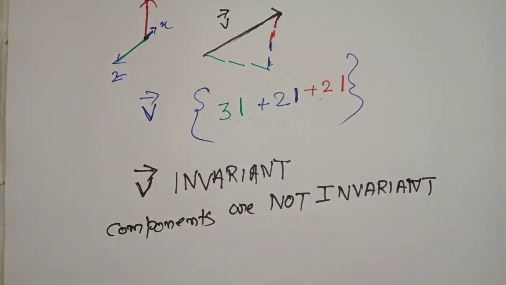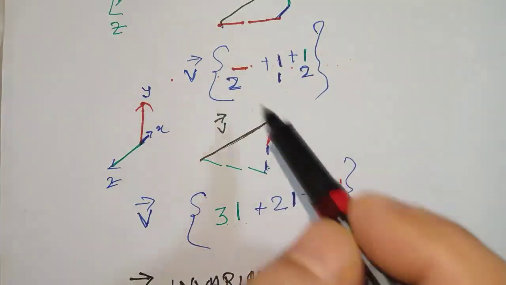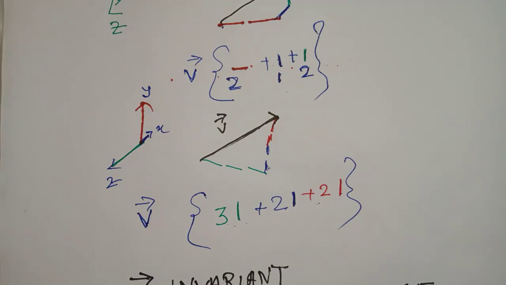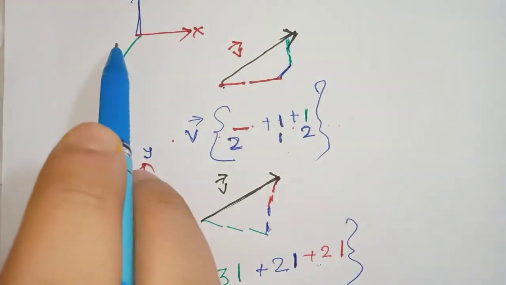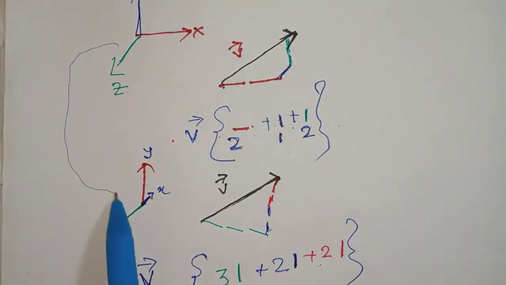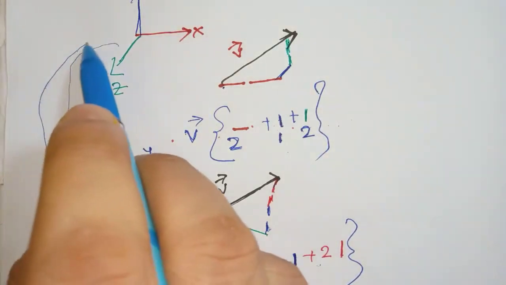Components constantly change. The green changed from 2 to 3, the blue changed from 1 to 2, and the red remained the same. So this is something which we can call a forward and a backward transformation. Forward transformation will take us from the old basis to the new basis, and backward transformation will take us from the new basis to the old basis. So this got transferred from this to this, and we can also get back from this to this.